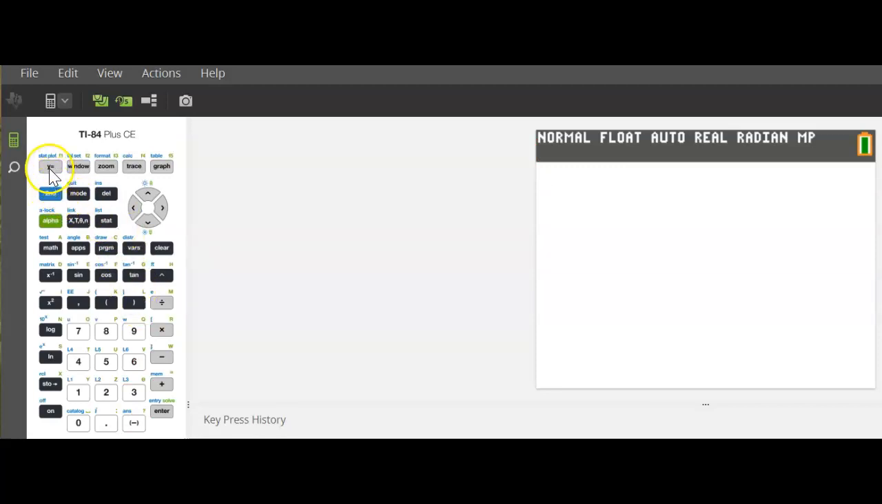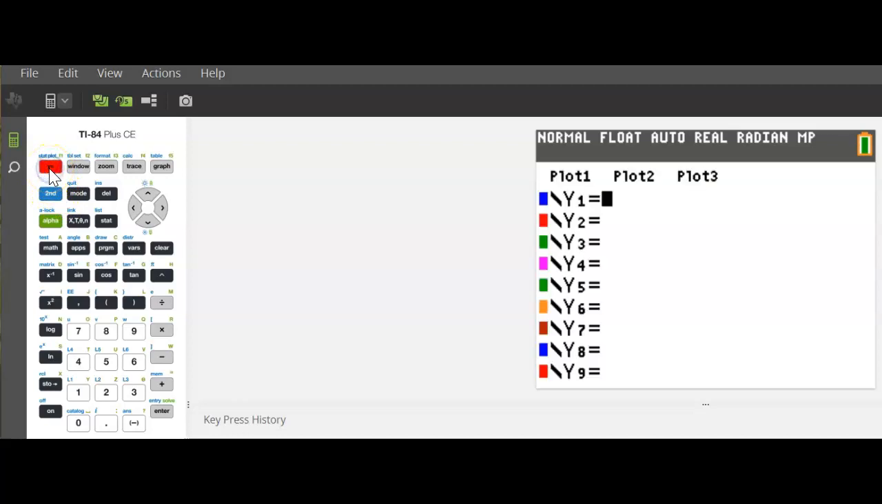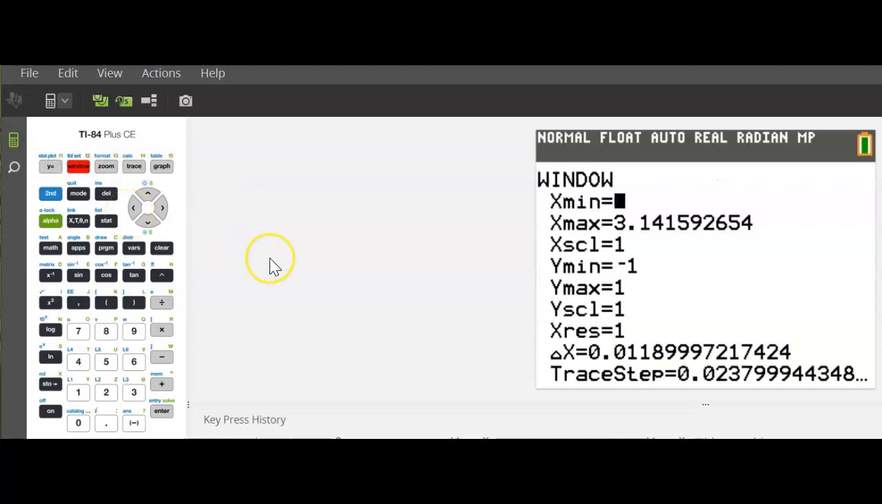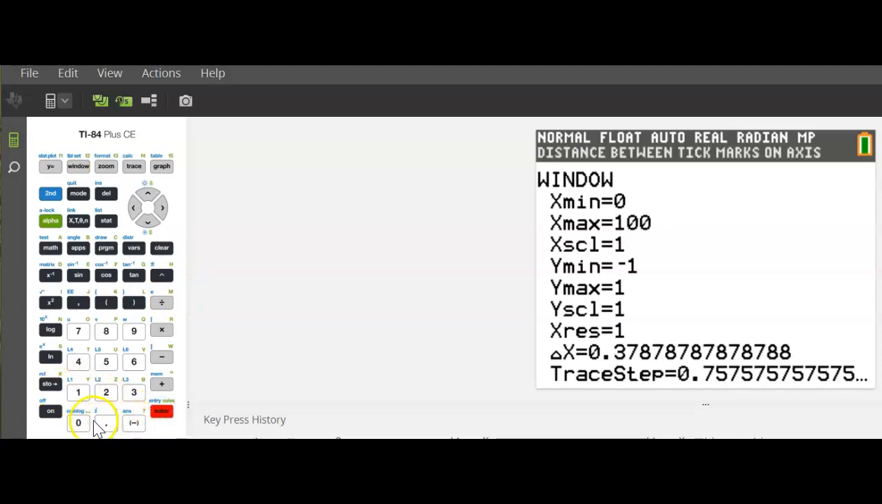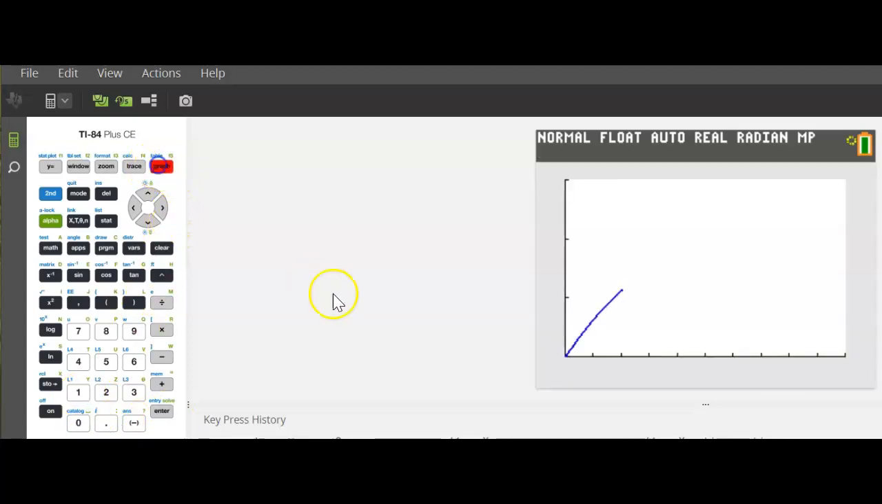First, I want to type in the differential equation. Click on Window, set your min to 0, set your max to 100. I'll choose an X scale of 10. Choose a min of 0 and a max of 30. I'll choose a Y scale of 10 and hit Graph. We have this upside down parabola.